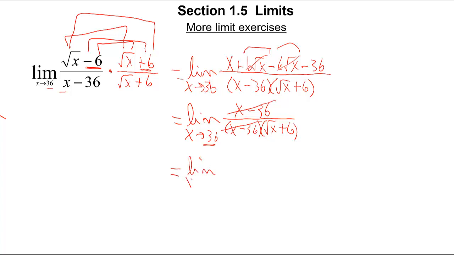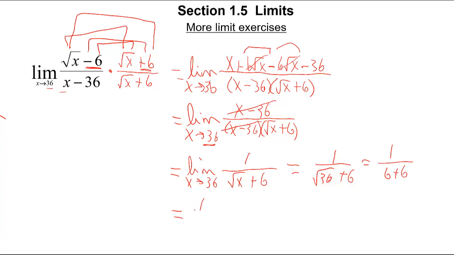So you end up with the limit as x approaches 36 of the expression 1 over the square root of x plus 6. And now you've just got a polynomial over a polynomial, and there's no 0 in the denominator if you just plug in 36. So at this point, I can just plug 36 in, and I get 1 over the quantity square root of 36 plus 6. Square root of 36 is 6, so I end up with 1 over 6 plus 6. So when all is said and done, the limit is 1/12.